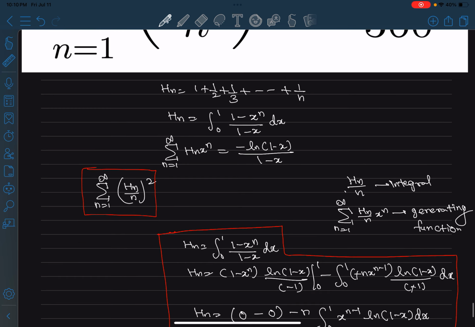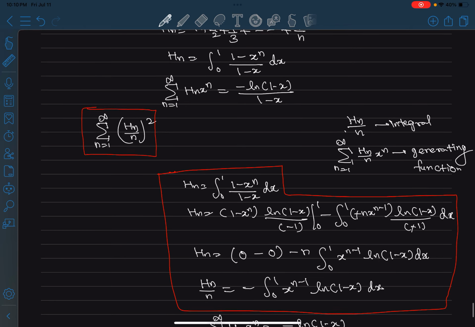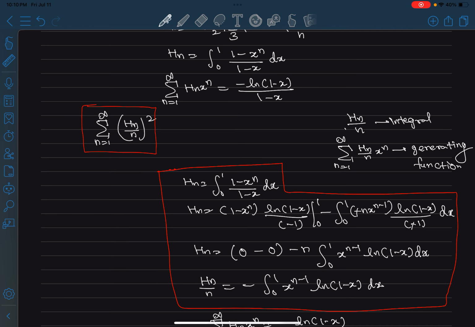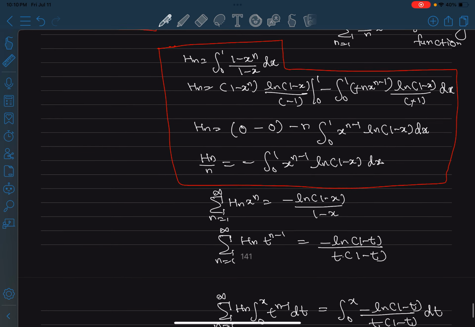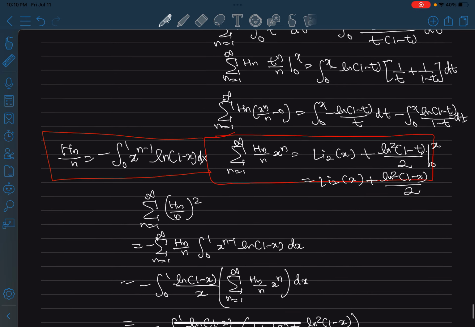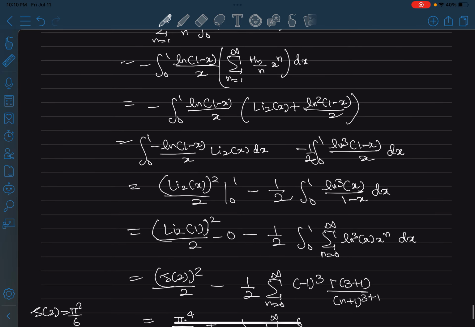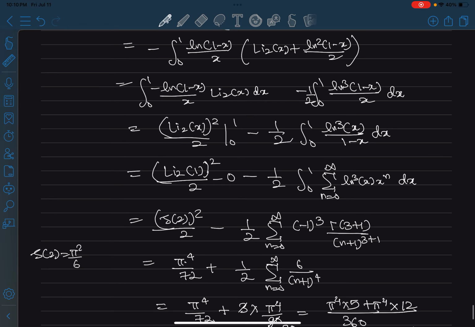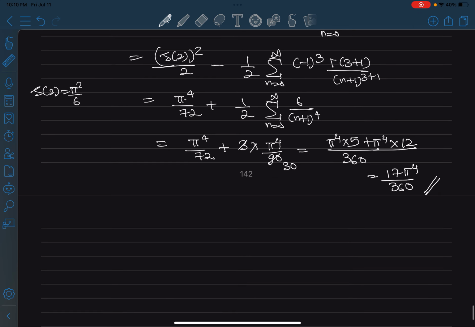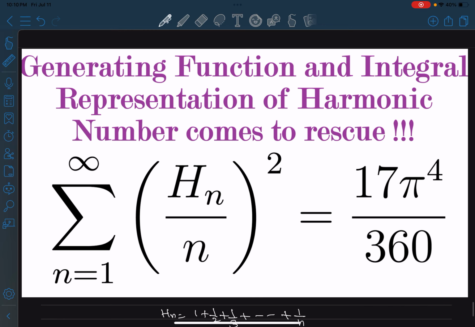Okay, so the moral of this story is that you can use the integral and the generating function of harmonic numbers to find other integrals and harmonic numbers, and you can use that to solve problems like we did over here. And definitely we need some polylogarithms and things like that. But overall, it nicely folded out to be 17 pi to the power 4 by 360. I hope you guys enjoyed this problem, and definitely apply these techniques in other problems too.